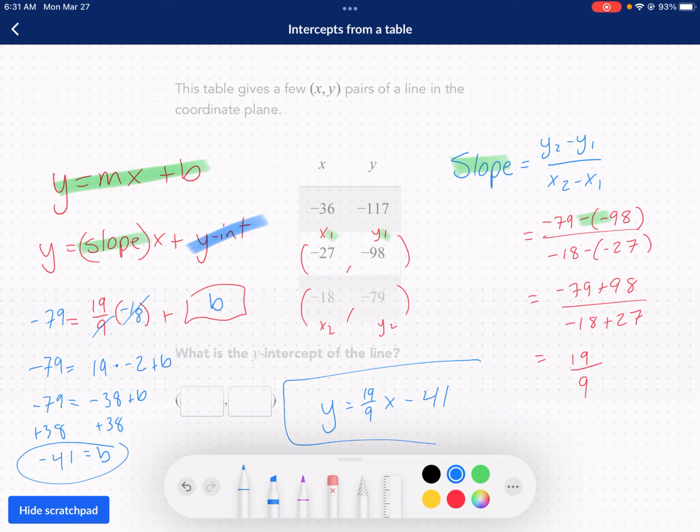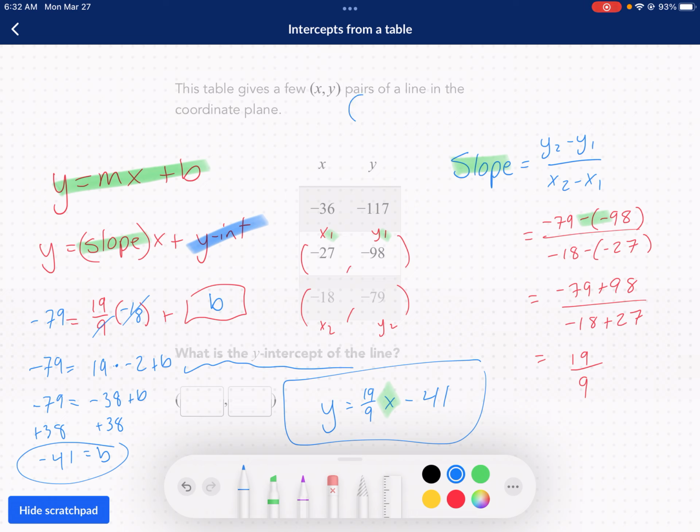Now that we have our equation, it's asking what is the y-intercept of the line. I probably should have led with that, but we're asking for the y-intercept of the line. The y-intercept is just the value of y when x equals 0. And that's what we found here. I could show you what that looks like by plugging in 0 for x.